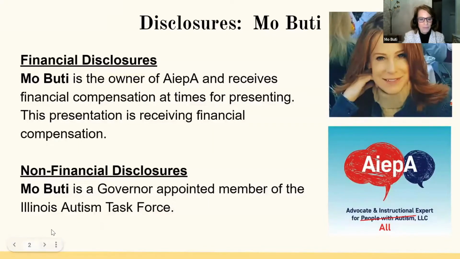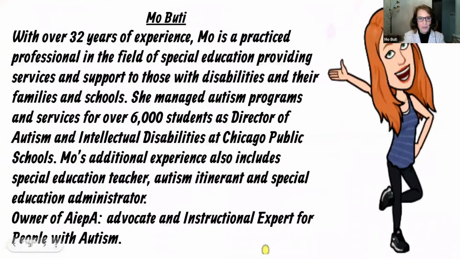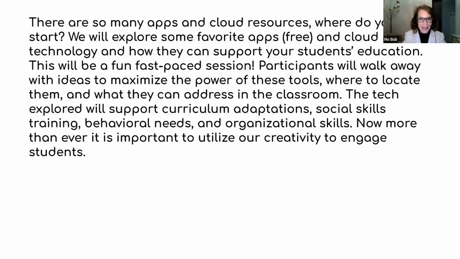I don't want to waste your time on that. You can read it later. I'll just tell you real quick. I've been in the field of disabilities for 32 years. My last job in a public school, I was the director of autism and intellectual disabilities for Chicago Public Schools. Over 6,000 students were under me. It was 6,111. So I was a teacher, an autism itinerant, and 8 years ago in January, I decided to take a leap of faith and start my own business. I have an advocacy consulting company called Advocate and Instructional Expert for people with autism. And then I recently crossed out autism and wrote all. So that is about me.